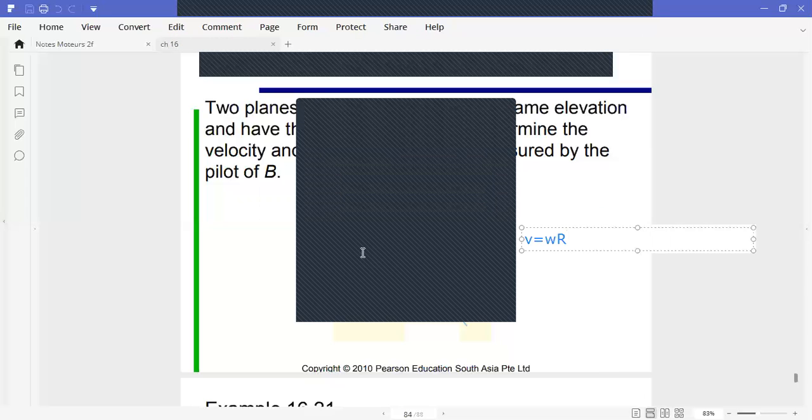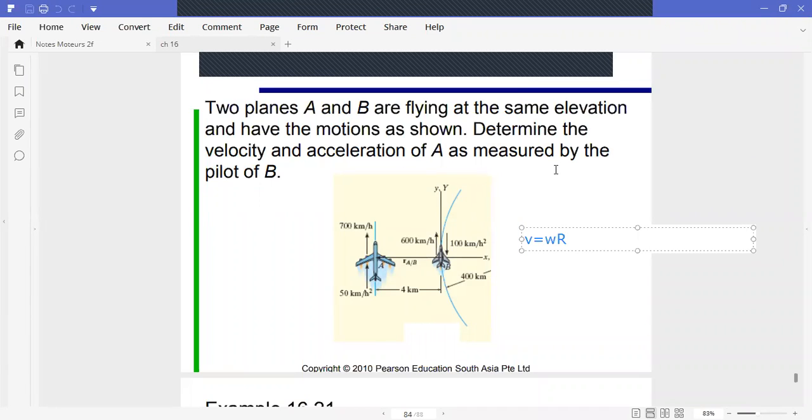V equals omega R because you have rotation. Okay, plane B is doing the rotation on a circle, and they told you that this rotation has a radius of 400 kilometers. So in case of a circle, the linear velocity is the angular velocity times the radius.